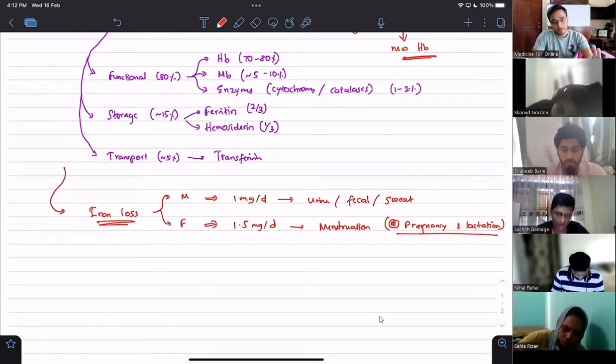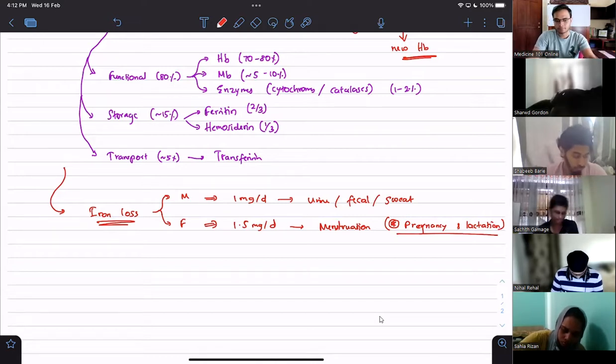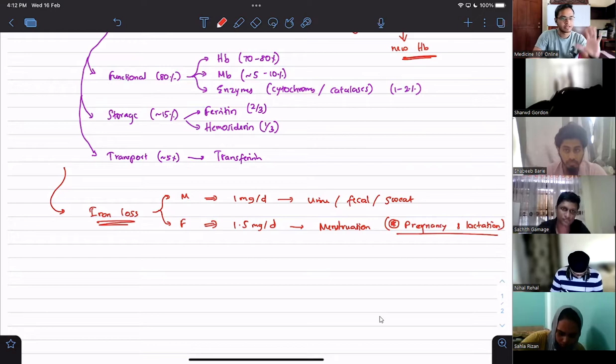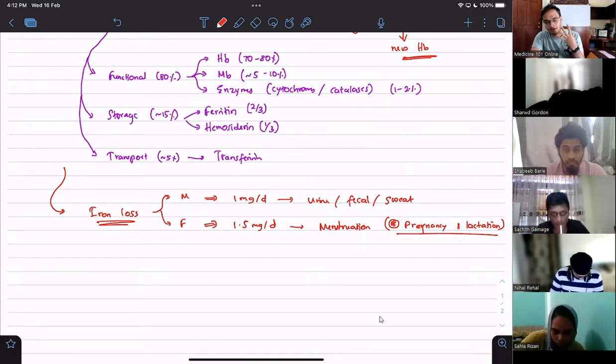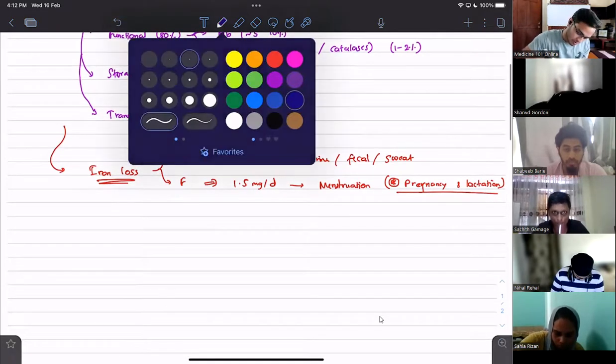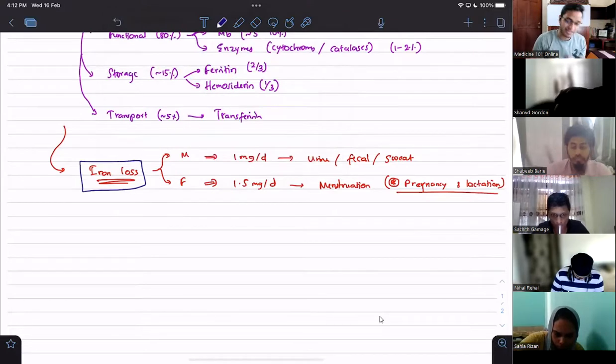So since we are losing iron like this, we definitely have to take it in our diet. In our diet, we have a recommended nutrient intake. We'll talk about that in a little bit. So now, having said that, we need to take iron.